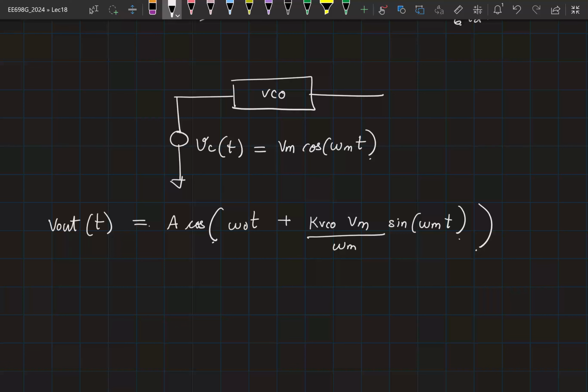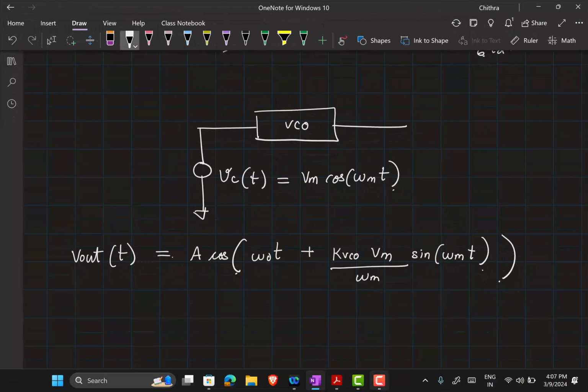Okay, so I had left with a question on whether you can plot the frequency spectrum for V out of t. Did you plot it? Can you give it a try now? You can assume the narrowband approximation, wherein this factor is much smaller than 1 radians.